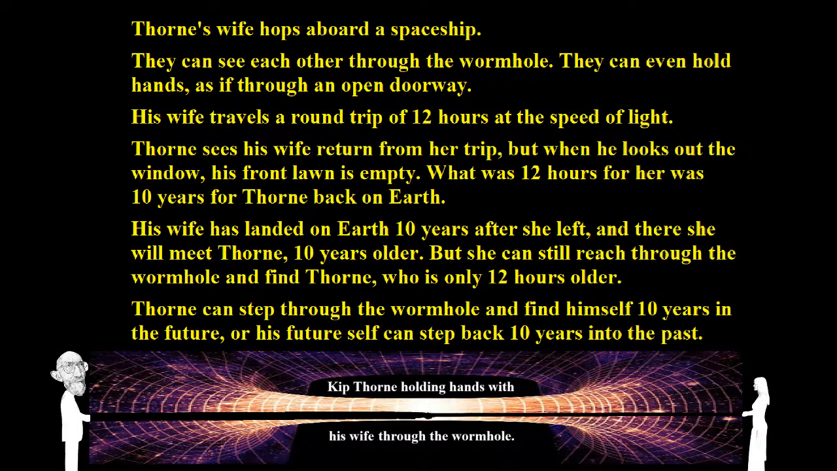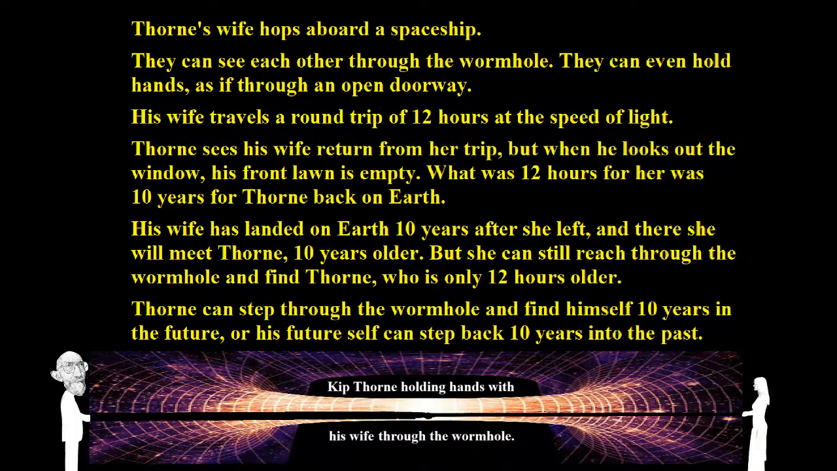He says he's got a wife, right? Thorne's wife hops aboard a spaceship. They can see each other through the wormhole, okay? They can even hold hands. So there you see them holding hands, right? Each one on different sides of the wormhole, that crosses all of space-time, because one is on one side of the universe, the other one's on the other side. So they're shaking hands through that wormhole. And that wormhole is really quite a, I guess, Alice in Wonderland kind of hole.